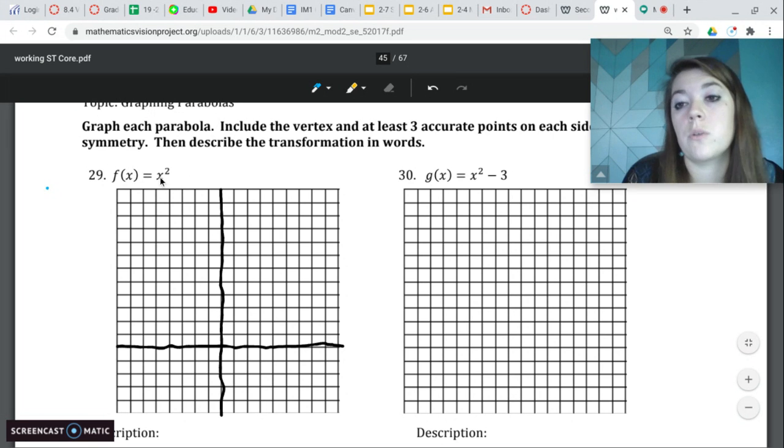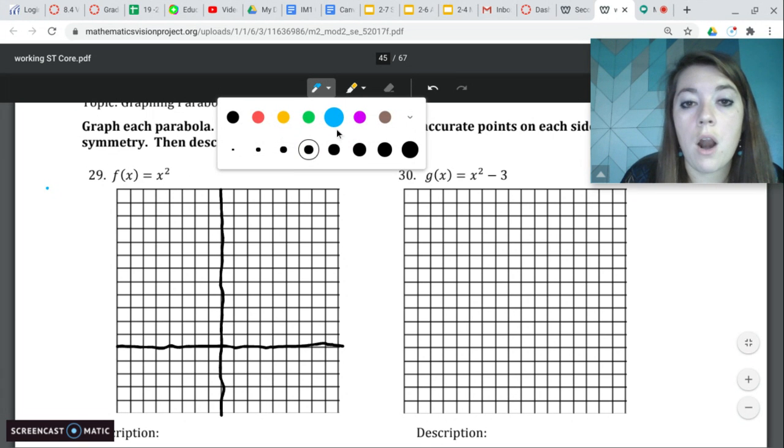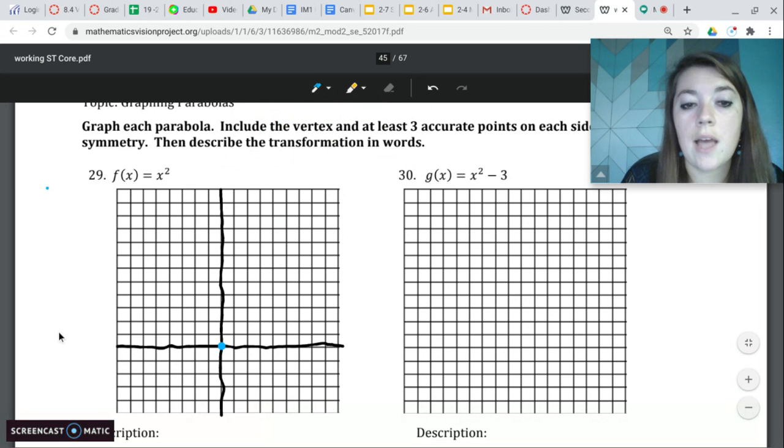So for this, if we plug a 0 into this, 0 squared is 0. So our first point and our vertex is at the origin. Now, 1 squared is 1. So there's our next point. And it's the same on the other side because we have symmetry. 2 squared is 4. So we go up, 2, 3, 4. Once again, we have symmetry, so we go to the other side. Negative 2 is also going to be 4.